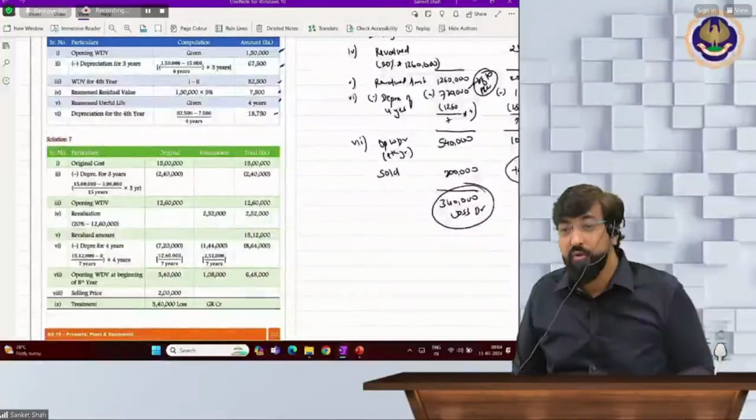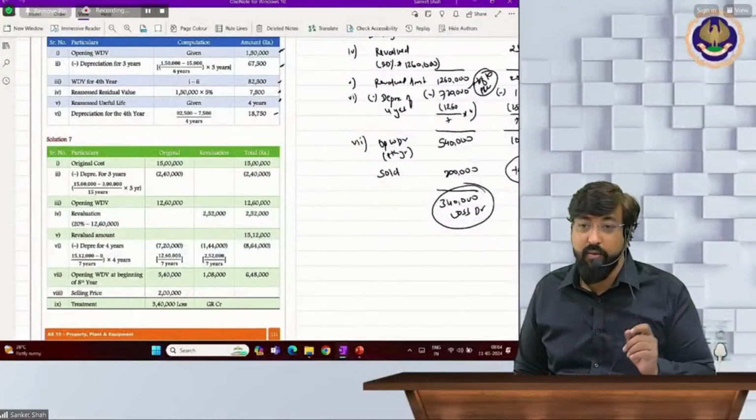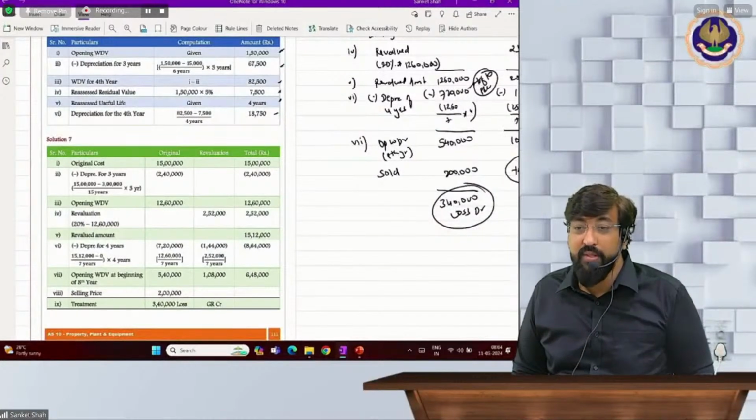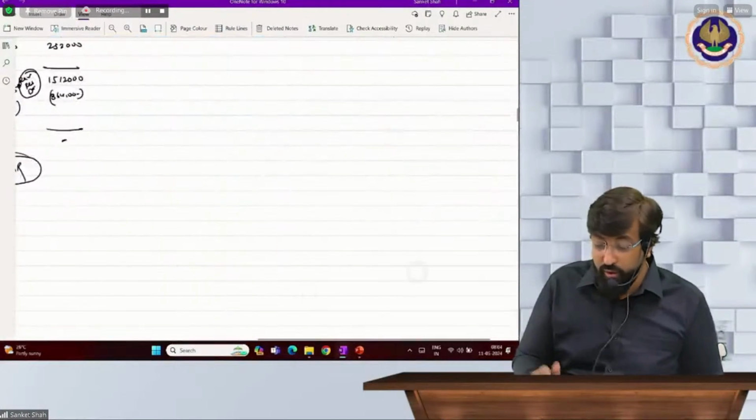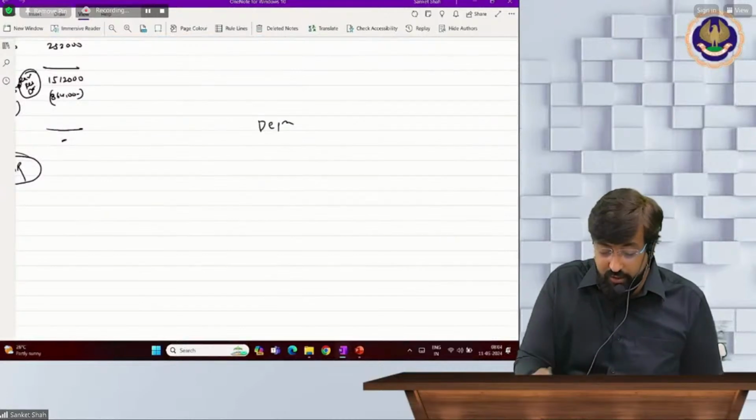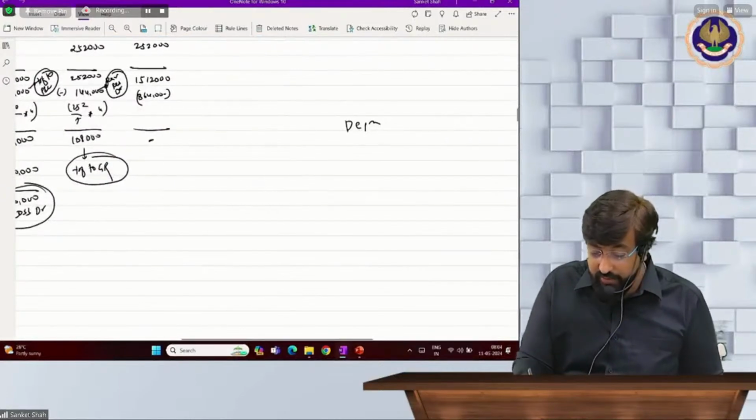Okay. But what happens if there is a reduction on revaluation? Reduction in revaluation: whatever balance we are left with in the revaluation reserve, that will be transferred to general reserve. It's very simple. So what entry are you going to pass? See, depreciation. What is the depreciation amount? The depreciation amount is 8,64,000 to the asset.